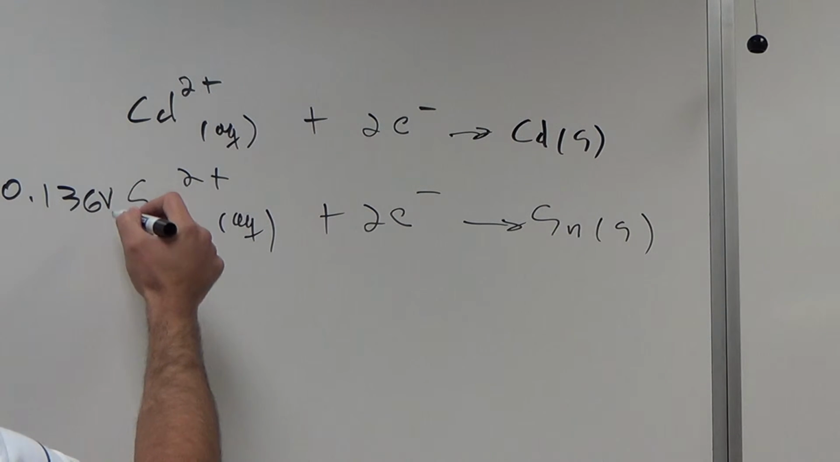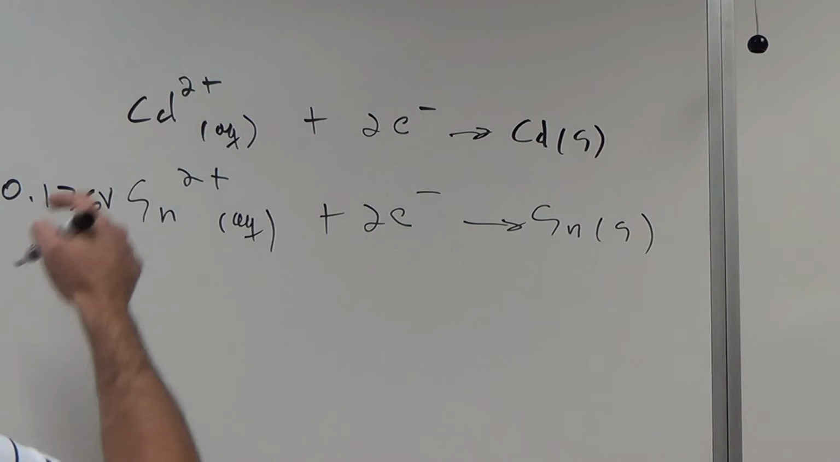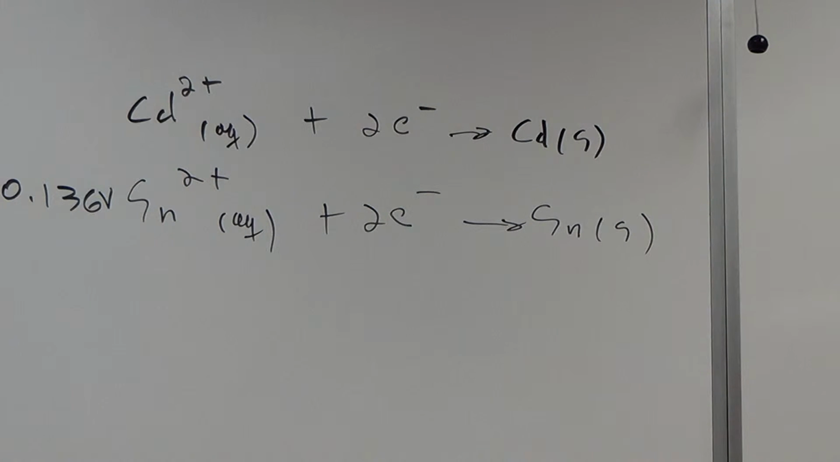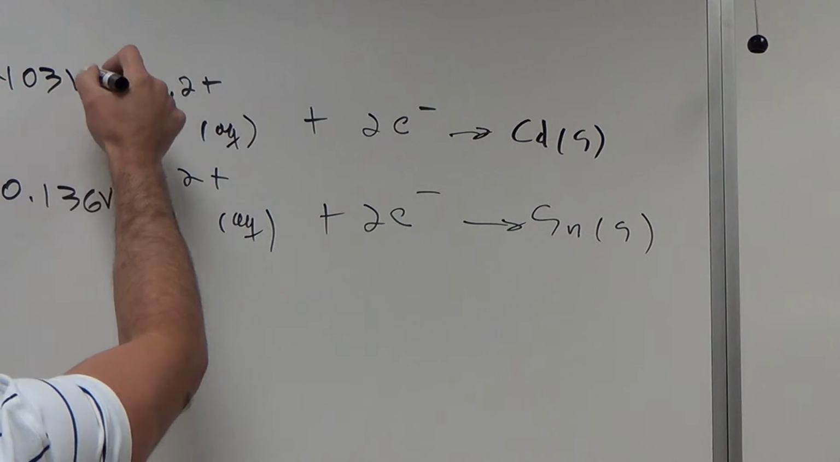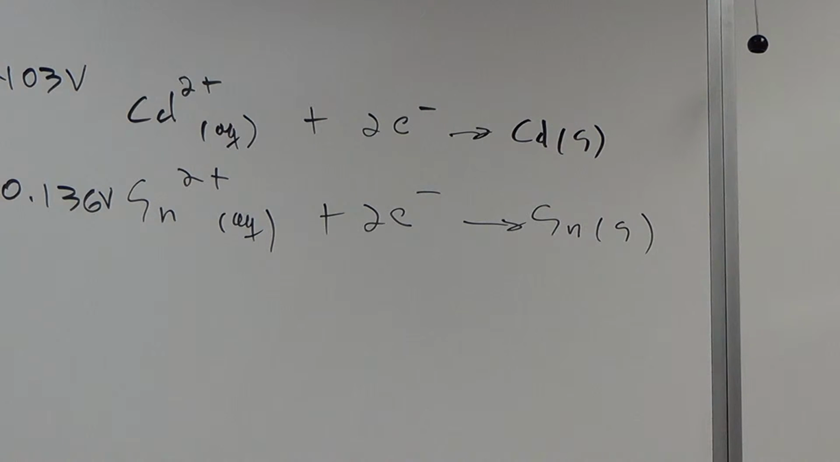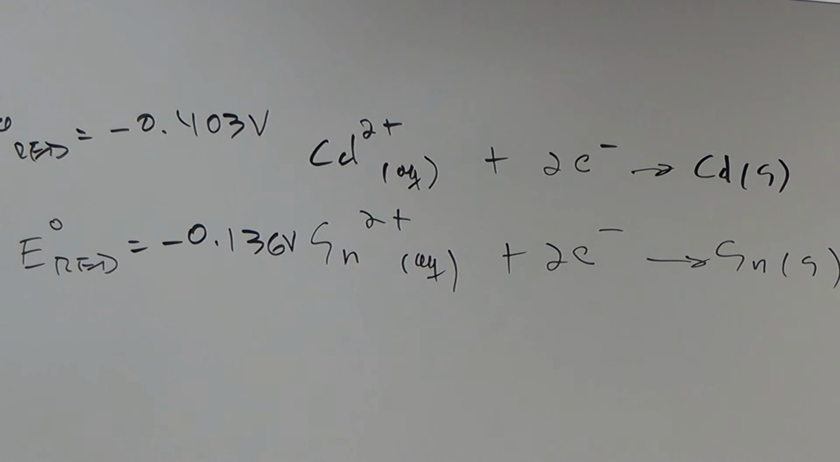I think that's Cd. Cadmium? Yeah, cadmium. What I want you to do from those numbers is create a voltaic cell and calculate the EMF of that cell. I want you to tell me which one is the anode and which one is the cathode.